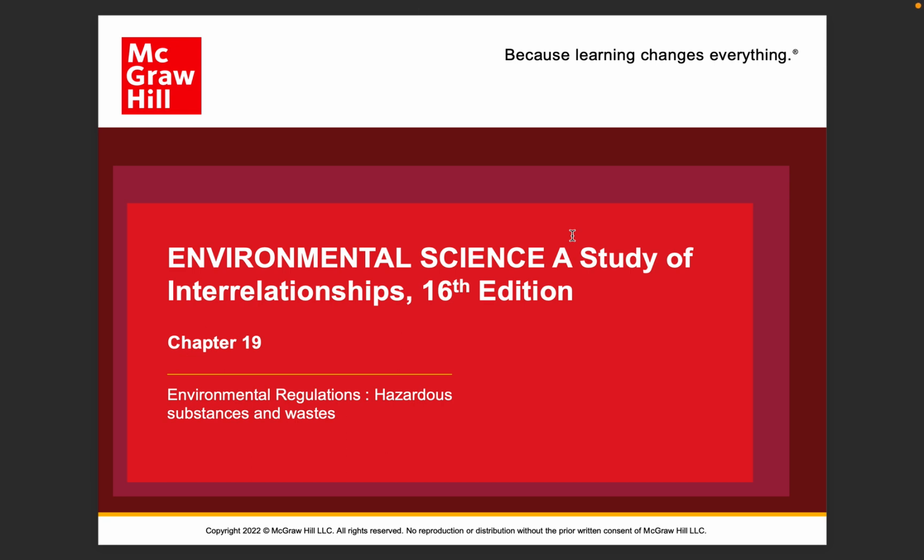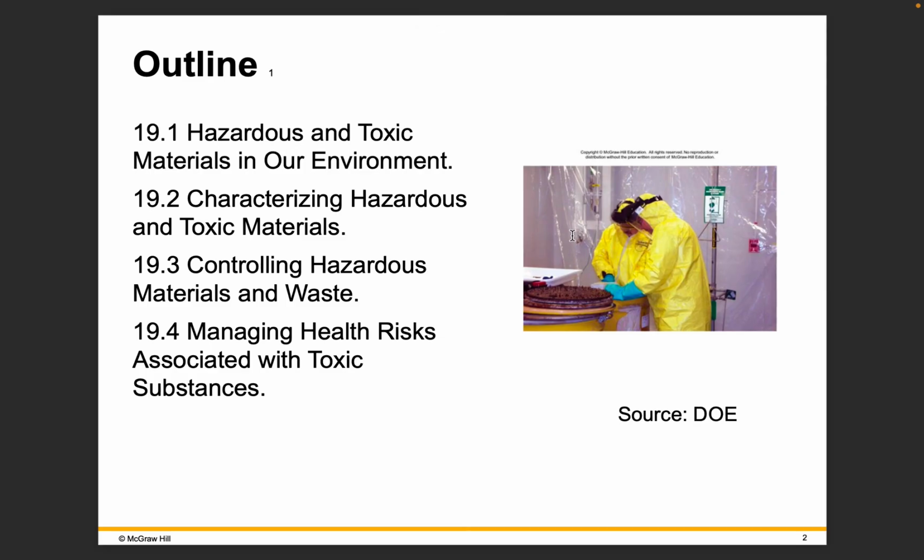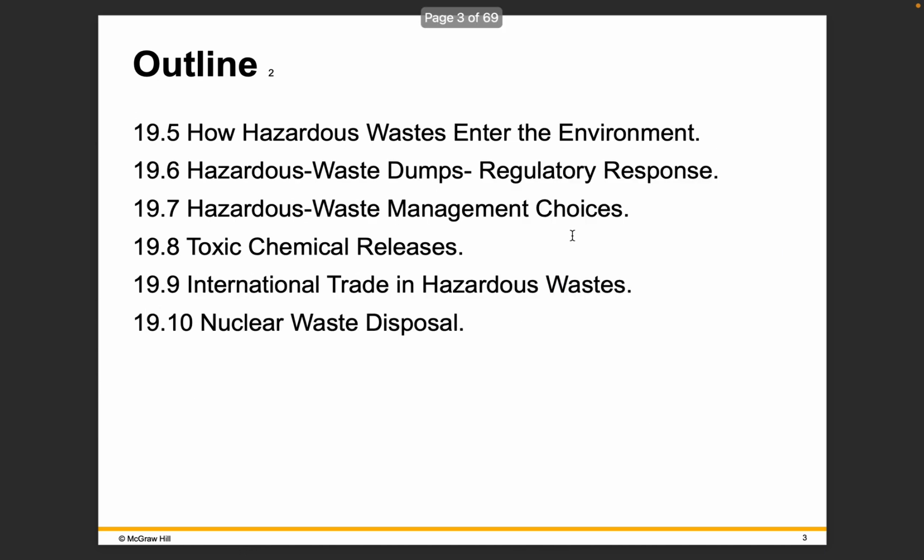Hi everyone. Today we're going to talk about Chapter 19, Environmental Regulations, Hazardous Substances and Wastes. So we'll talk about how hazardous and toxic materials affect the environment. We'll talk about characterizing those materials, controlling hazardous materials and waste, managing the health risks associated with them, how they enter the environment, hazardous waste dumps and regulatory response, management choices, chemical releases, international trade in hazardous waste, and nuclear waste disposal.